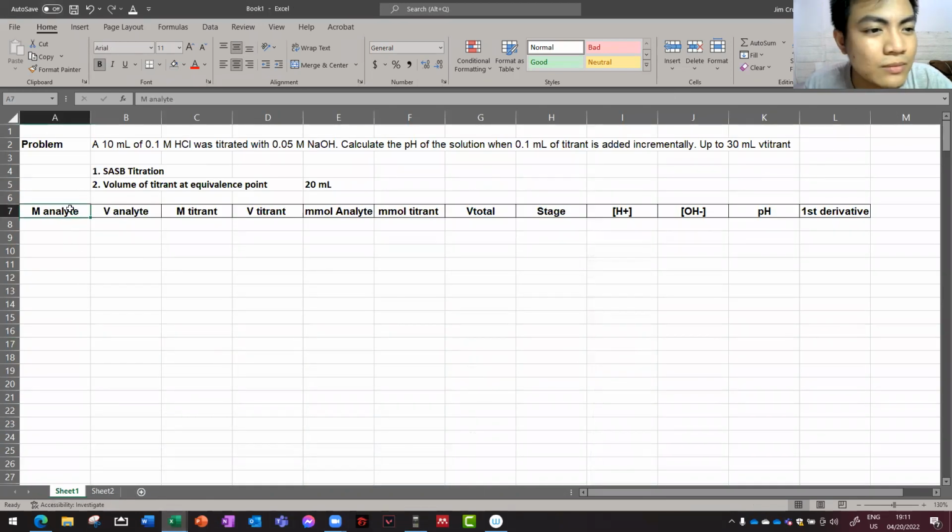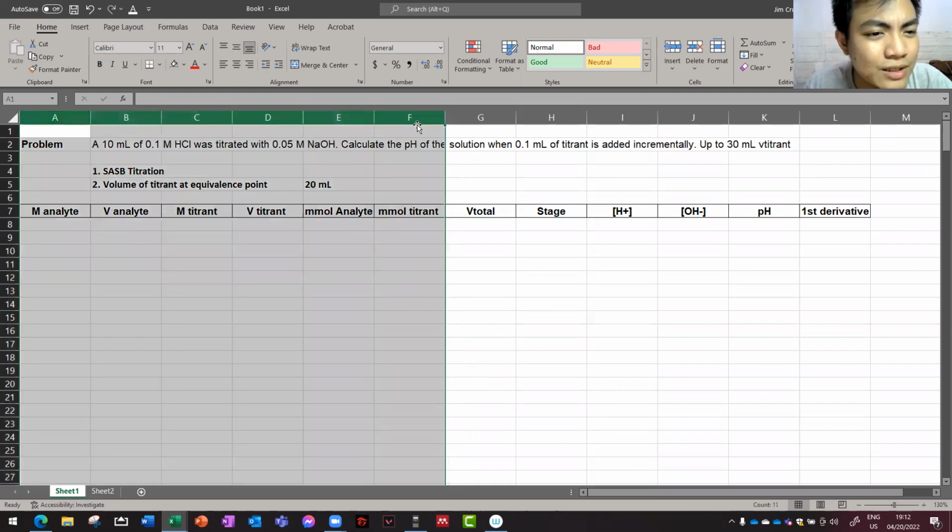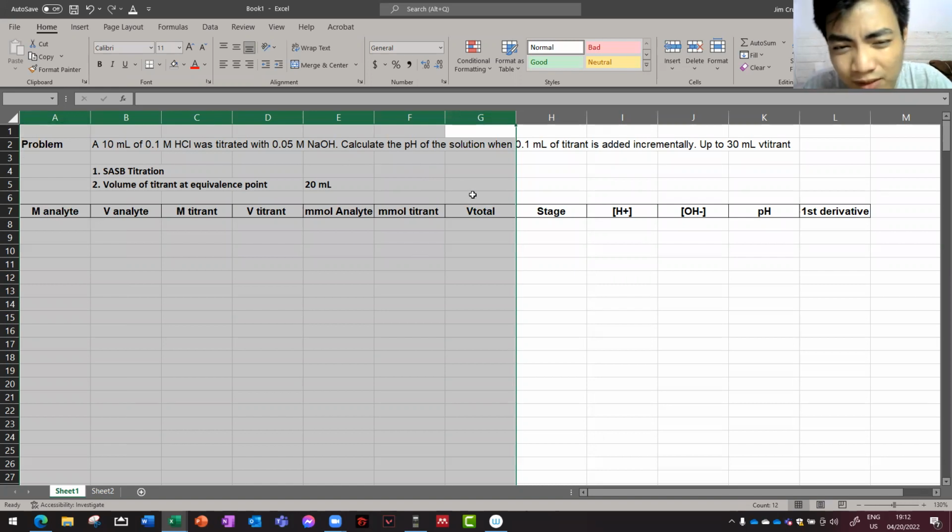So, first column, second column is about the molarity and the volume of the analyte. Third and fourth is about the molarity and volume of the titrant. Then you have millimoles of the analyte and the titrant, and the V total. So why do we have these columns here? Because these are the parameters needed in solving titration problems, right? Sorry, I forgot. Volume total is also necessary. So these 7 columns are needed in solving for the pH of the solution, di ba?